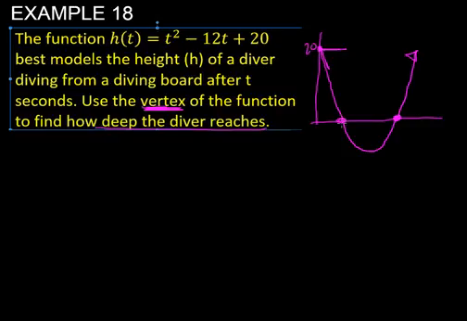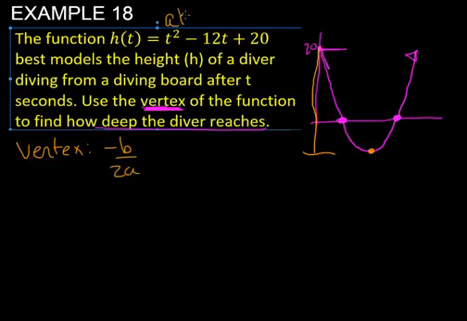So there's our roots. And then it says it wants to use the vertex, so the bottom of the function. So they're up here, then they dive, and we want to know how deep underwater they go based on this formula. So that's why we're going to use the vertex. And we need to remember that the vertex formula is negative b over 2a. So we can find out what a and b are.